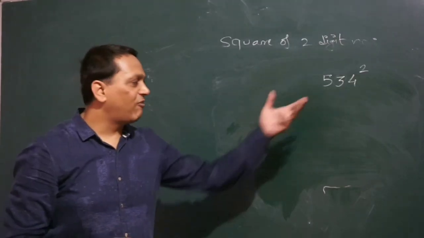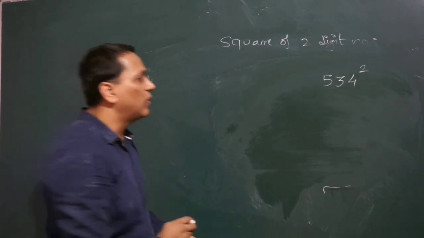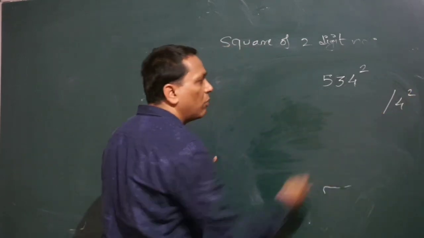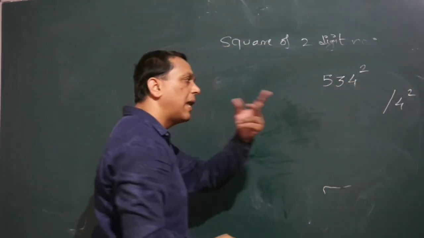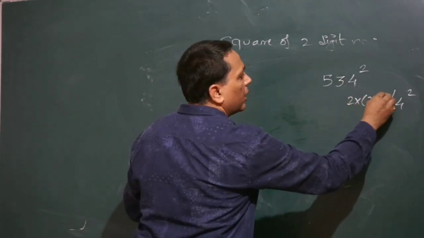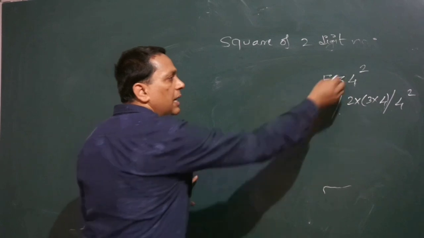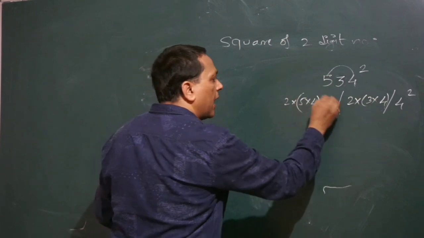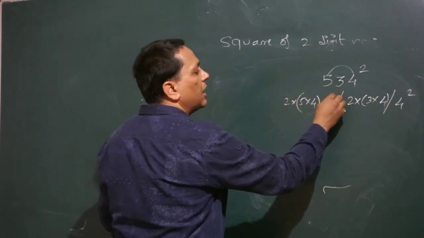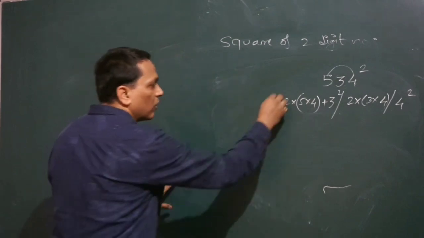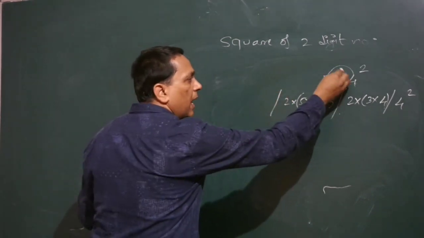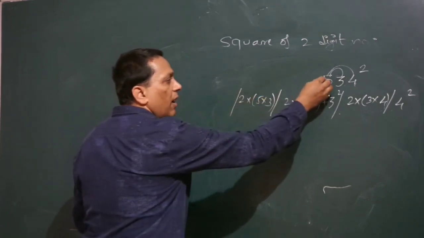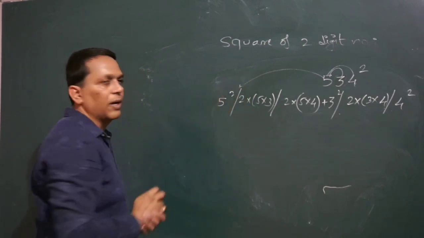Let's find the square of 534. So how do we find the square? First, we take the square of 4, then we multiply 3 into 4 multiplied by 2, so 2 into 3 into 4. Next part, we multiply these terms by 2, 2 into 5 into 4, and add the square of the middle term, so add the square of 3. The second last part is, we multiply these two terms by 2, 2 into 5 into 3. And the last part is, we find the square of the first term, 5 square.